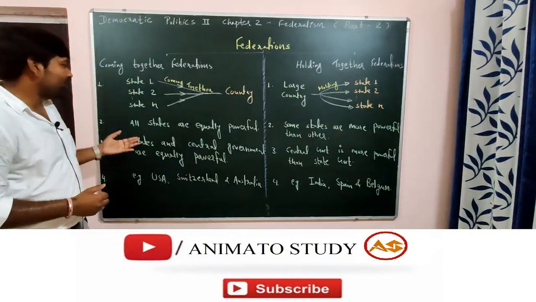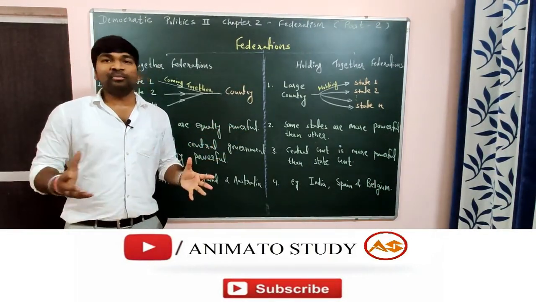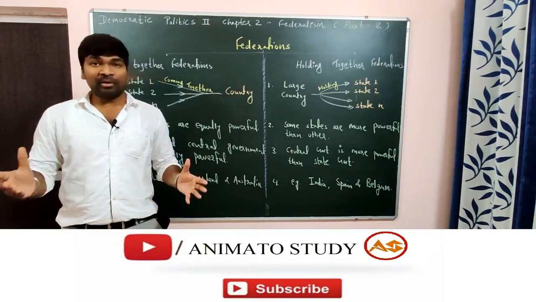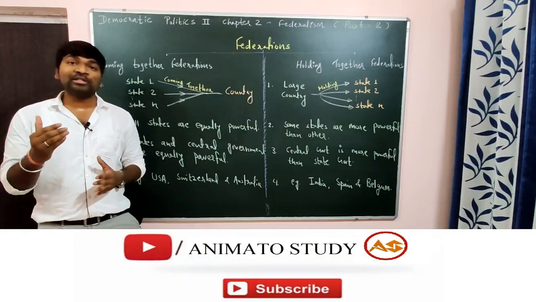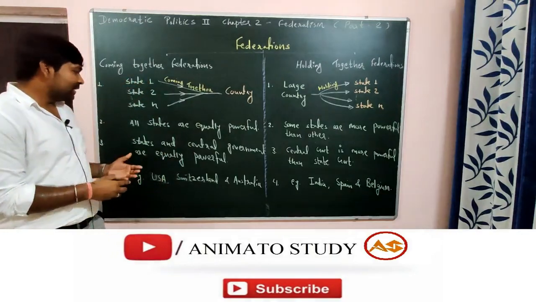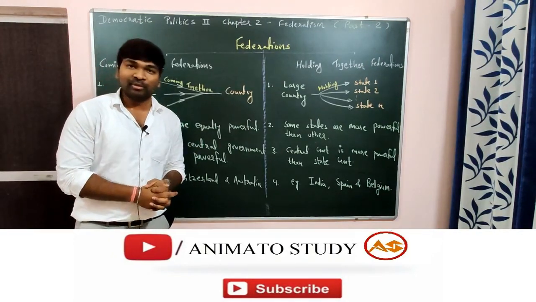Now let's see the second point. The second point is that all states are equally powerful. What is the meaning of that? Each and every state under the coming together federation will be equally powerful. Again I can give you an example from America. In America all the states have their separate constitution. So you can understand here that one state government is equally powerful as another state government, fine.